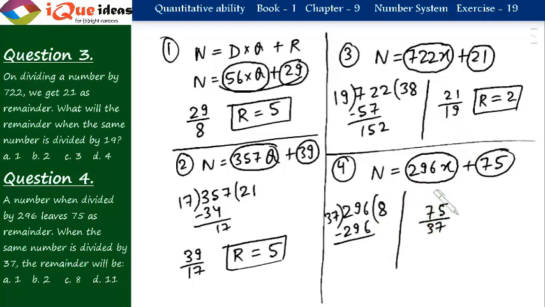37 twos are 74. So the required remainder would be 1. The remainder would be 1. Alright.